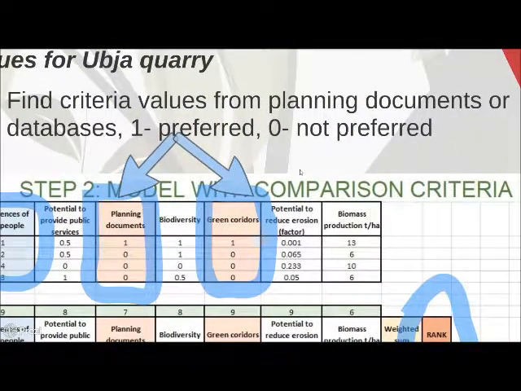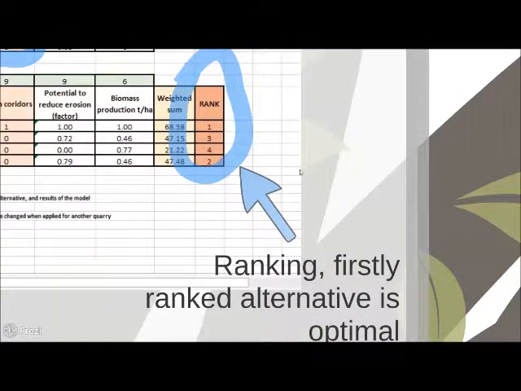And also based on planning documents or databases, we saw that the forest was considered the most suitable, but it was also brought out that the forest supports the green corridors most, while there are no differences in case of the other three alternatives. So adding those 4 site-specific values, we can see that the forest got the first highest rank, so it's the most optimal. And it has the highest weighted sum also.